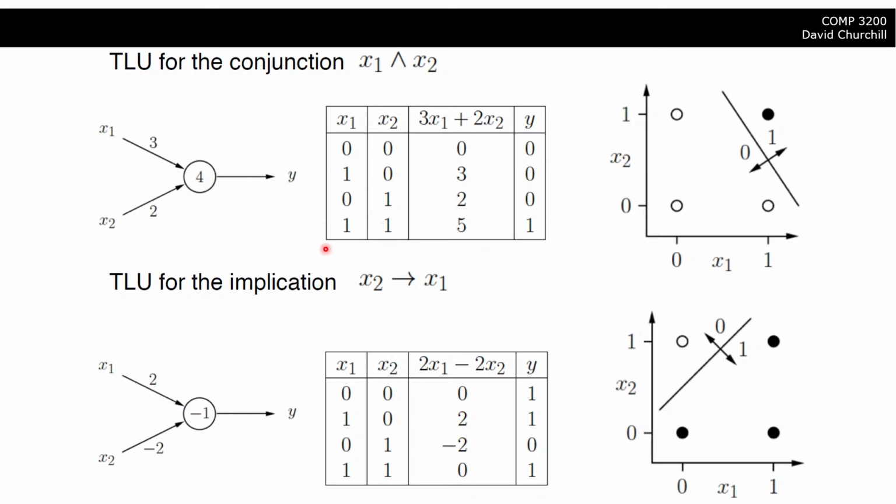But finally, we have 1 for x1 and 1 for x2, and then 3x1 plus 2x2 is going to be 5. And look at this. 5 is greater than 4, so the output is 1. So if we have this TLU with 3 and 2 for the weights, and 4 for the threshold, then this computes the exact output of AND, which is pretty neat. We can simulate that function.